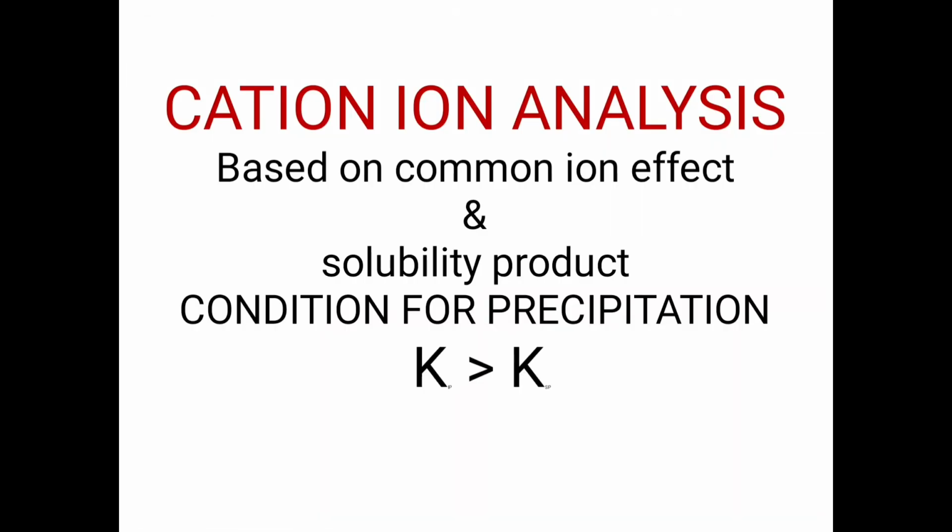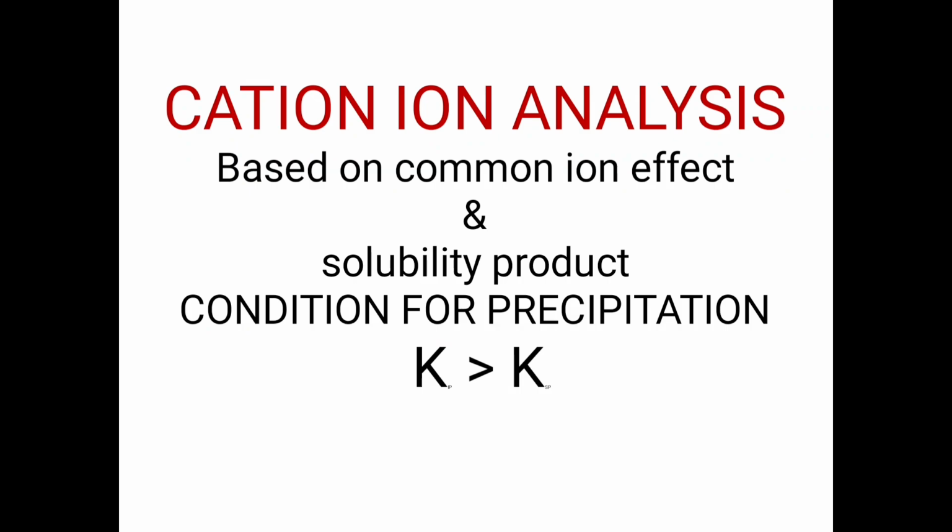So, the condition for cation analysis. Here the condition for precipitation is that the solubility product should be less than the ionic product. Or in other way we can say the ionic product should be greater than the solubility product. And cations are separated or grouped based on their common ion effect and solubility product.